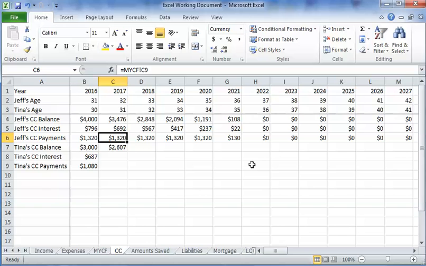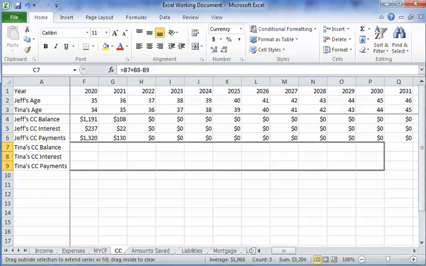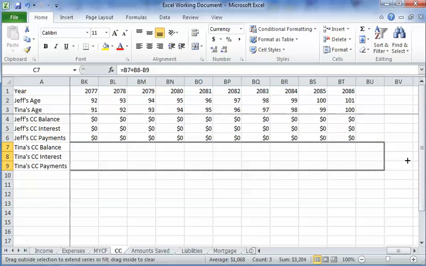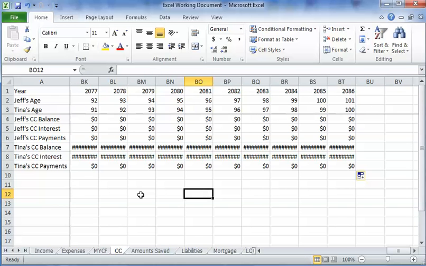So for Tina's credit card, we're going to take her interest into account the same way as we did for Jeff's. We're going to take the interest rate, and we're going to multiply that by the balance. We're good. We can just copy those right across. And I know I've got a 0 in her payment spot for now. That's okay. We'll take care of that in a second.